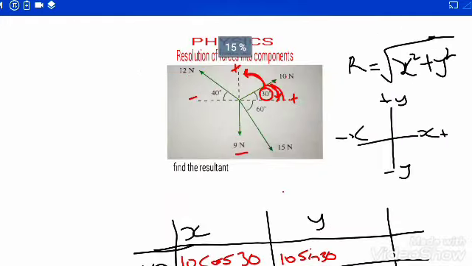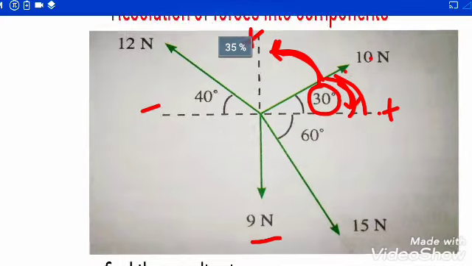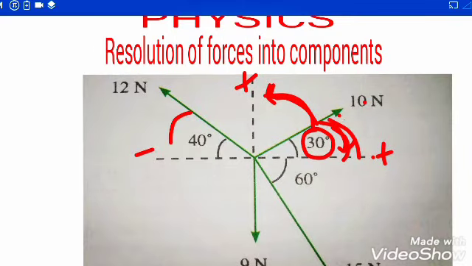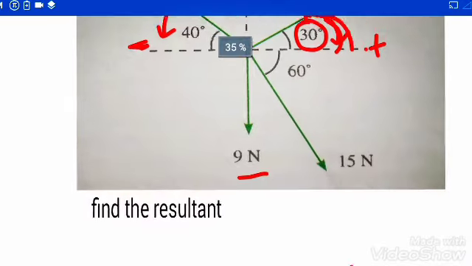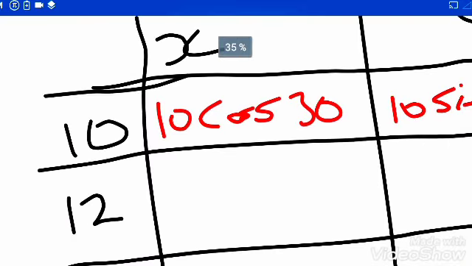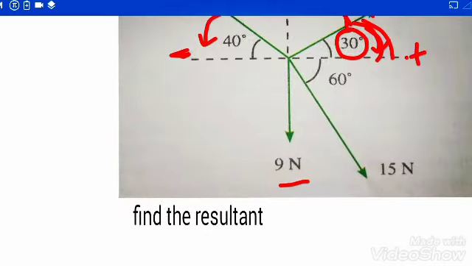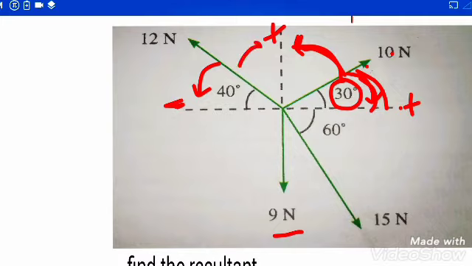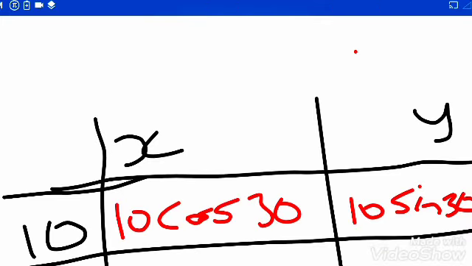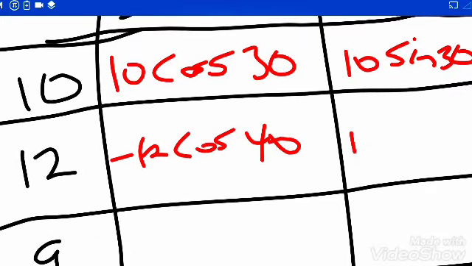Now let's look at the 12 Newton force. When I resolve to the x-axis, you see that we're going to the negative side, so I'm going to be having minus 12 cos 40. So here I'll be having minus 12 cos 40, and when we resolve to the y-axis, you can see it's going to the positive y-axis, so I'll be having 12 sine 40.